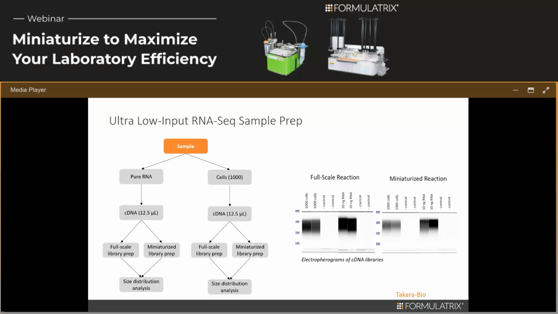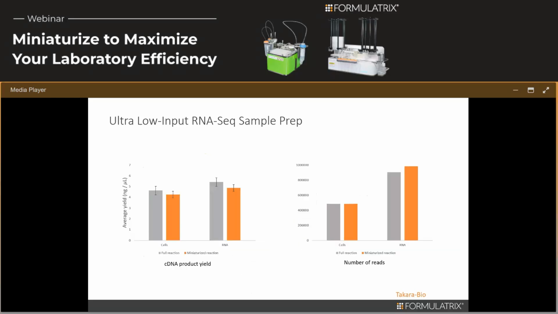The size distribution analysis of both assays produced similar results. Equivalent size fragments were observed in both reactions. Furthermore, cDNA product yield was also analyzed in both experiments. Here, the graph shows that average cDNA produced directly from the cells in full-scale and miniaturized reactions were comparable. Similar results were obtained when cDNA synthesized from pure RNA was analyzed. The number of reads from RNA-seq from cells and pure RNA were also equivalent as shown in the graph.